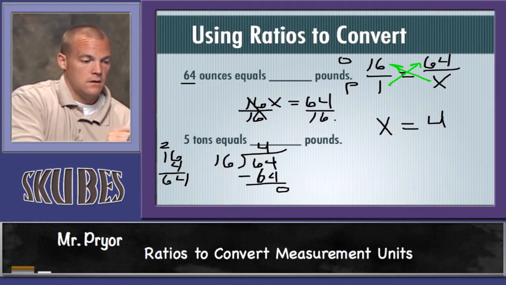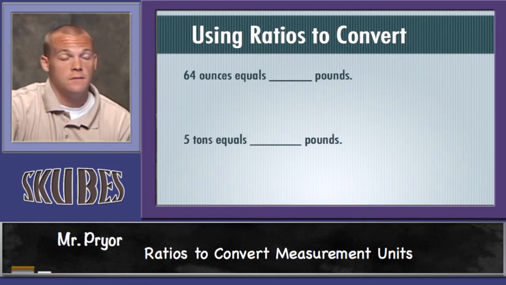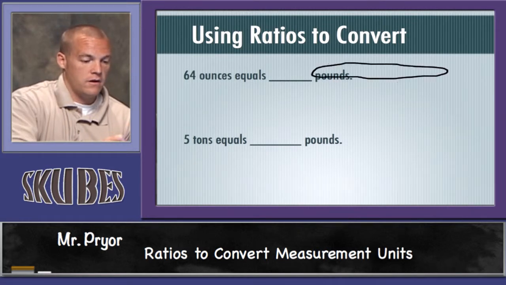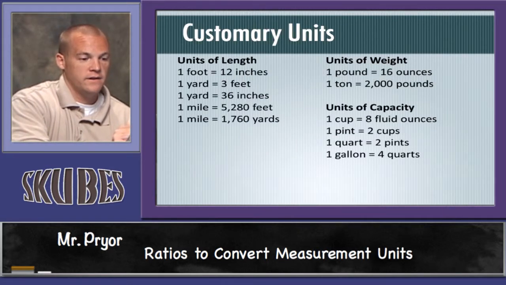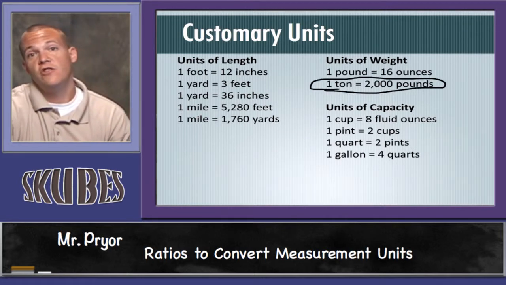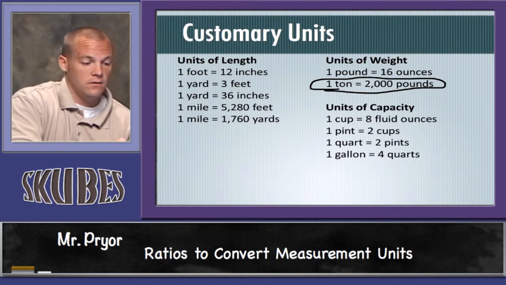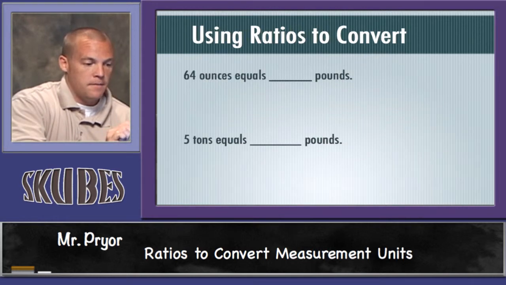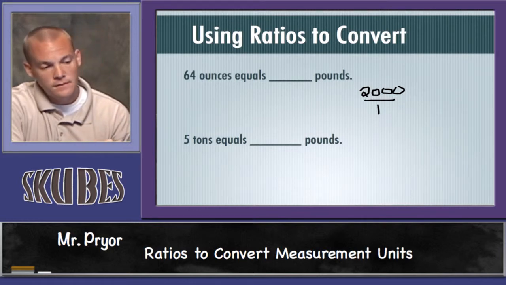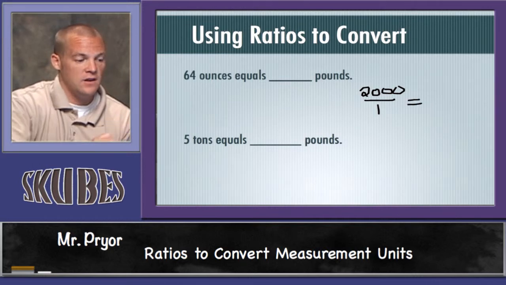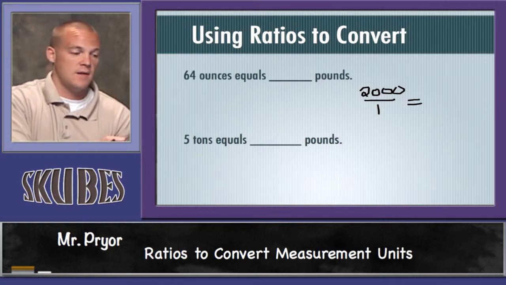All right. And then our final example in the customary units is tons to pounds. So let's go back to our chart here. And it looks like 1 ton equals 2,000 pounds. So you're looking at 1 to 2,000. 1 ton to 2,000, or 2,000 to 1. So we'll set that up as 2,000 pounds over 1 ton. And again, that can also be 1 over 2,000. Completely up to you. Set equal to. Again, make sure you stick to that same order.